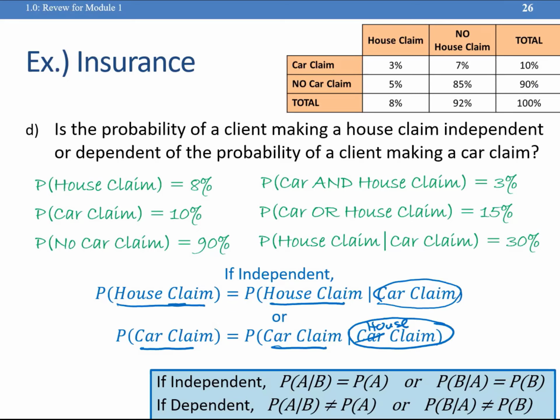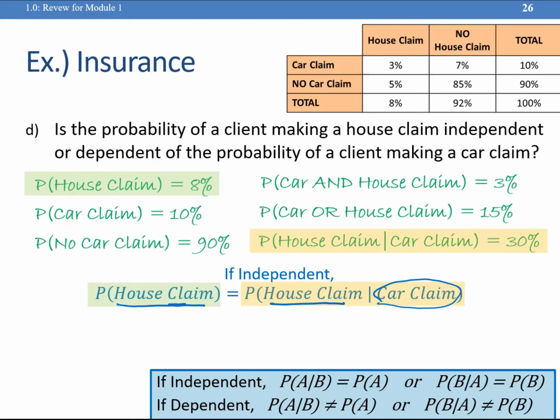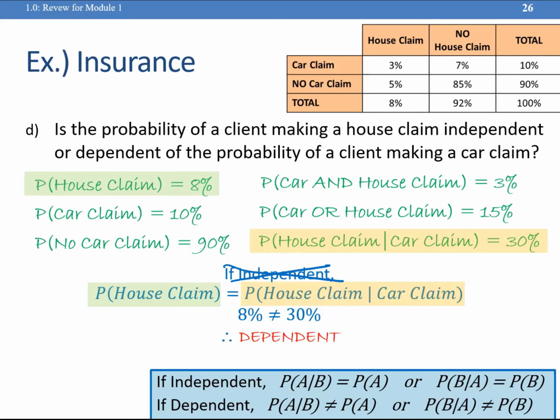Now, I'll leverage the information I already have, and I'm just going to use the first statement here. But I could have examined it the other way as well, and it would have been just as legitimate. So now I know that this is 8% and 30%. We can see that they are significantly different. In real life, don't expect them to be exactly the same, but this is substantially different. So it is not independent, and we can conclude that it's dependent.